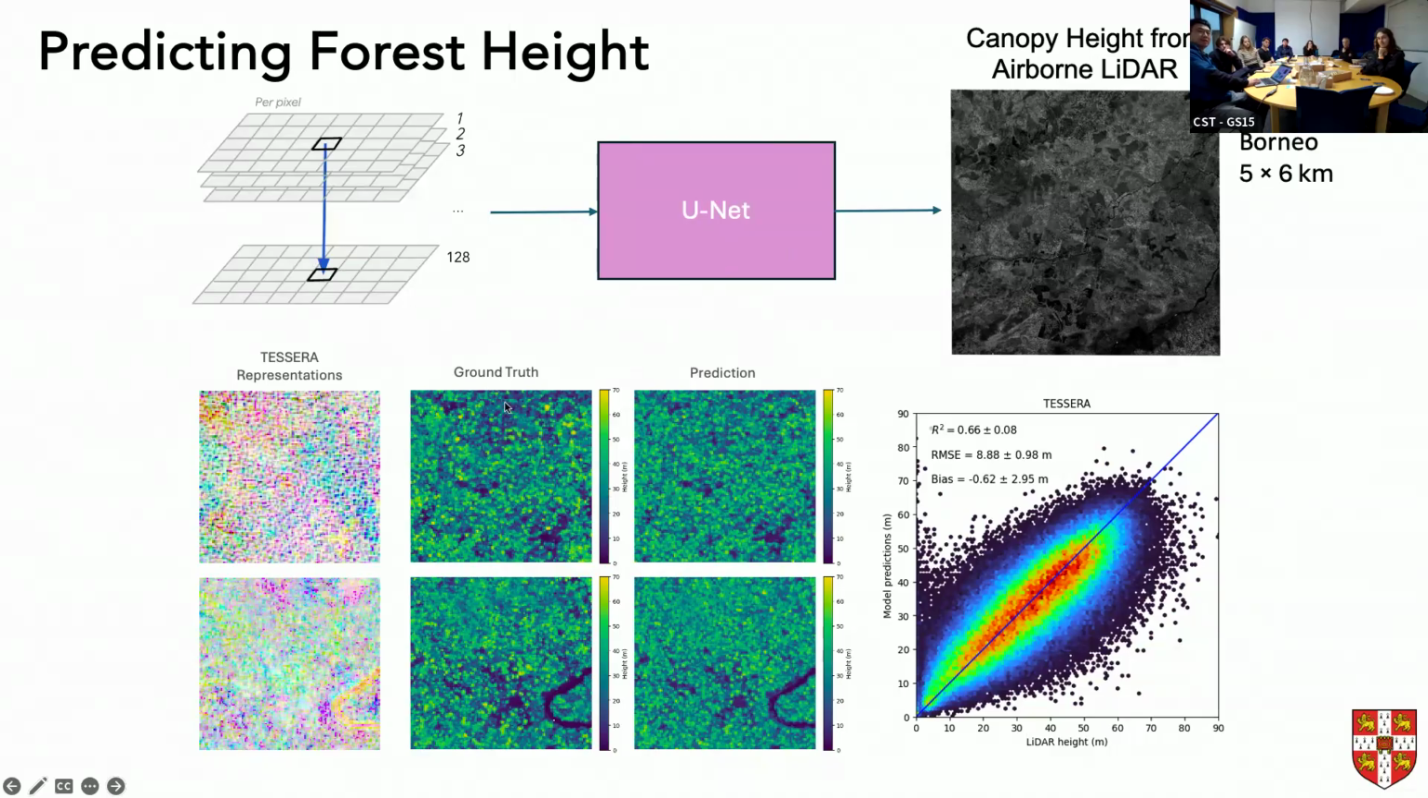And these are some results that we have. Let's say if this is the ground truth, then this is the prediction. I mean, visually, they look very, very similar, right? And here, these are the results that we analyzed. So TESSERA can achieve over 0.6 on this canopy height prediction test.